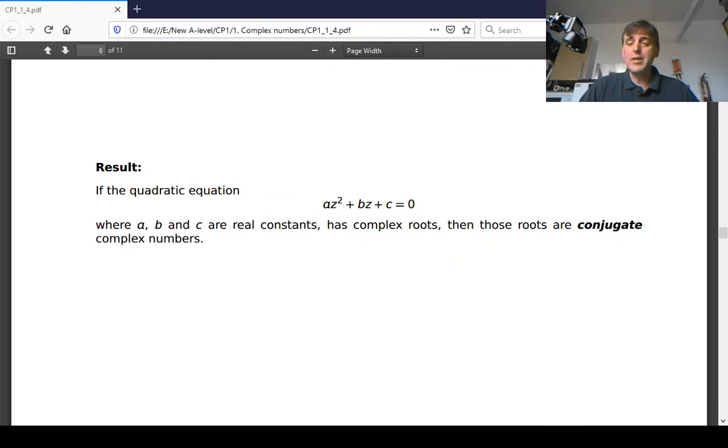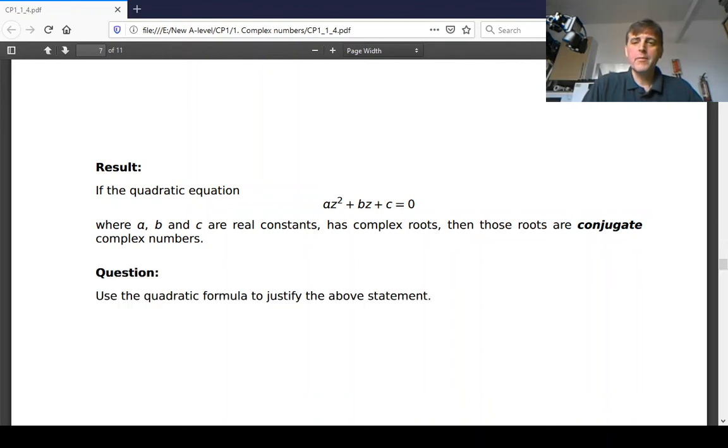And this actually is always going to happen providing that the coefficients of our quadratic equation are real numbers. So if we have a quadratic equation az squared plus bz plus c equals 0, if that happens to have complex roots, then those roots will be conjugate complex numbers. And I think that you should be able to work out for yourself why that has to be true. So have a go at that. I've put the question on the screen there. I'd like you to use that quadratic formula to justify that statement, so that if we have complex roots to our quadratic equation, then those roots must appear as a conjugate pair.